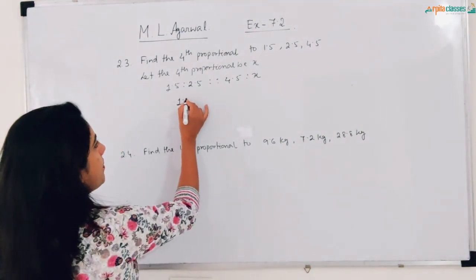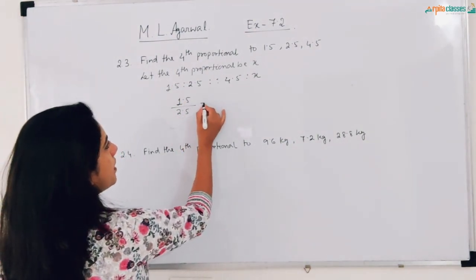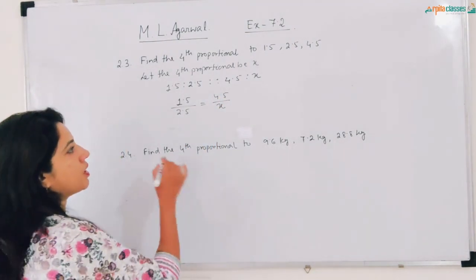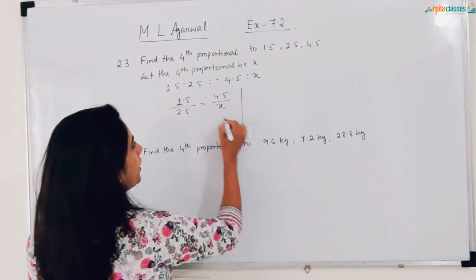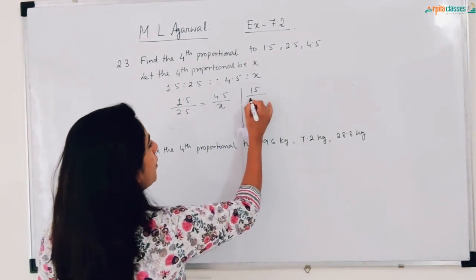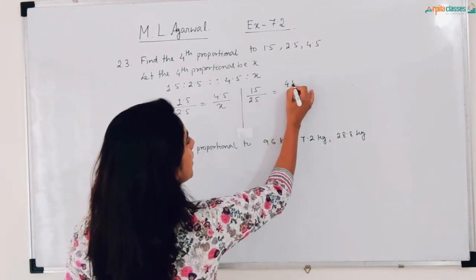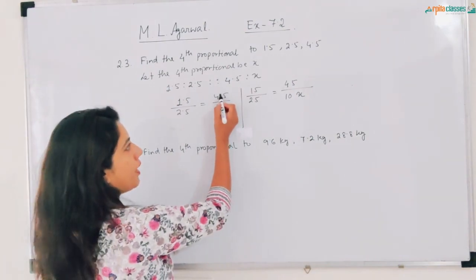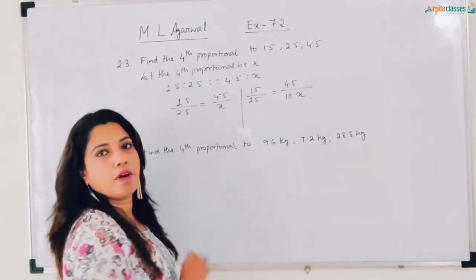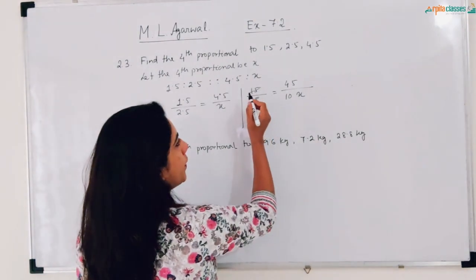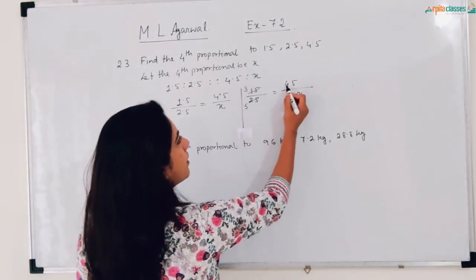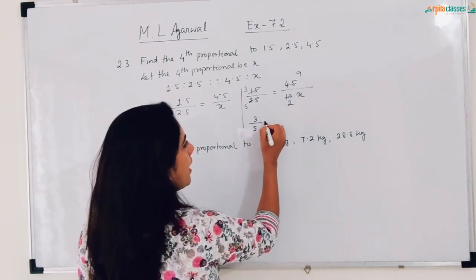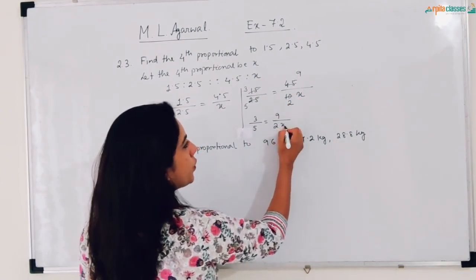Now it means that 1.5 upon 2.5 is equal to 4.5 upon x. Now we can just remove the points. So here it will be only 15 upon 25 is equal to 45 upon 10x. I removed the point in 4.5, in place of 4.5 I wrote 45 upon 10. Now reduce it into the lowest term: 5 3s are 15, 5 5s are 25, 5 9s are 45 and 5 2s are 10. So we are getting 3 upon 5 is equal to 9 upon 2x.